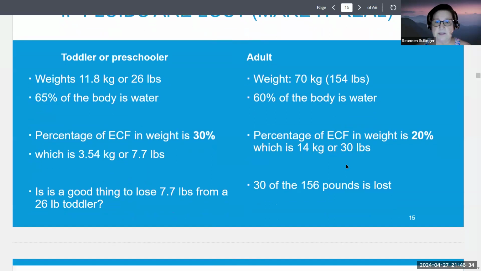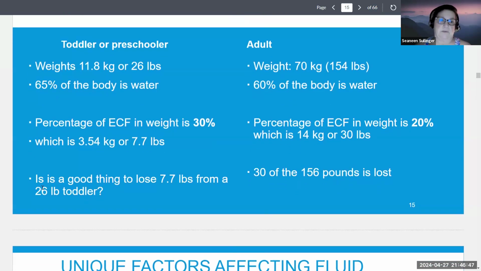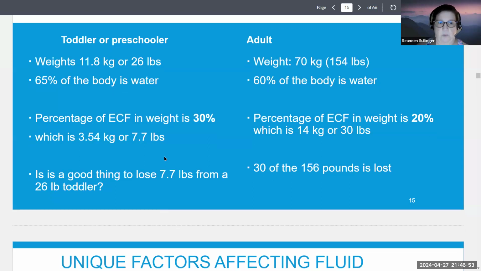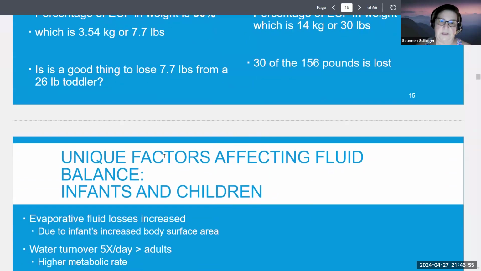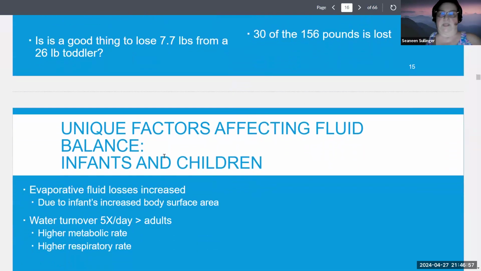But the adult weighs 156 pounds. So to lose 30% of the 30 pounds puts them at 126. So that's not as big a loss as 7, 8 pounds. It's going to put them at 18 pounds. So that's in terms of looking at how the fluid shifts and things to keep in mind when you have urinary elimination problems or problems with the kidneys that are promoting fluid loss.